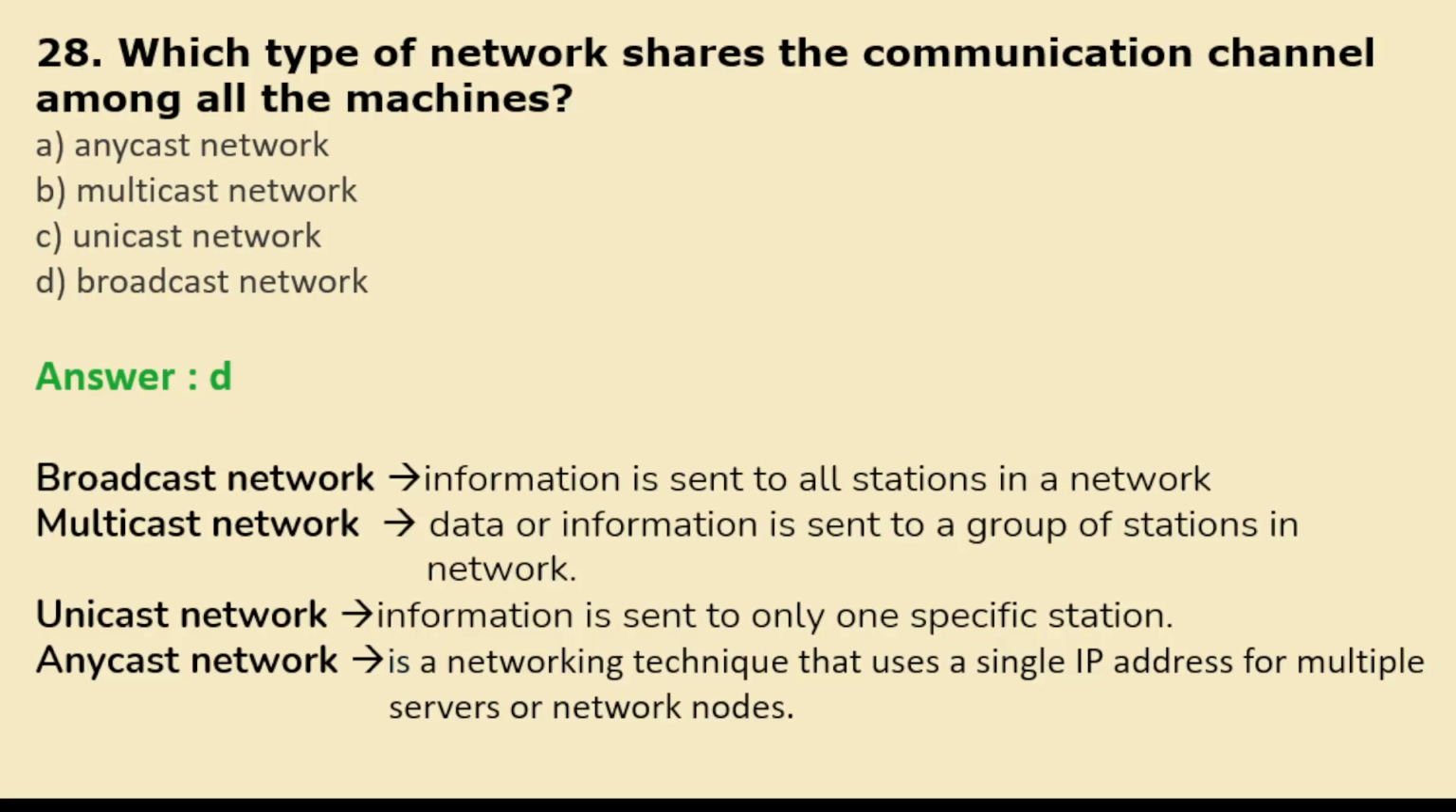Broadcast network. In this, the information is sent to all stations in a network. What is multicast network? In this, data or information is sent to a group of stations in the network. Unicast network. In this, information is sent to only one specific station. Anycast network. This is a networking technique that uses a single IP address for multiple servers or network nodes.